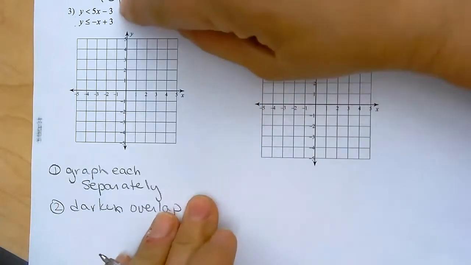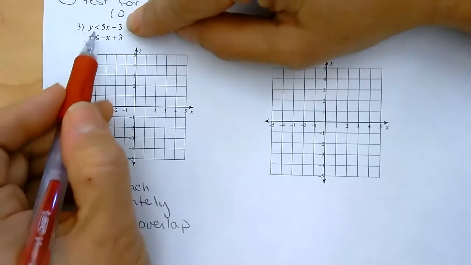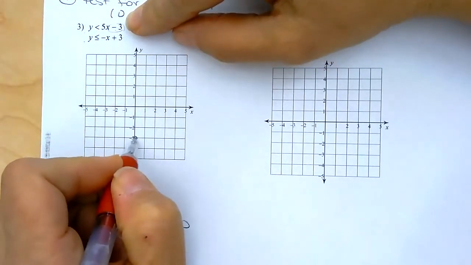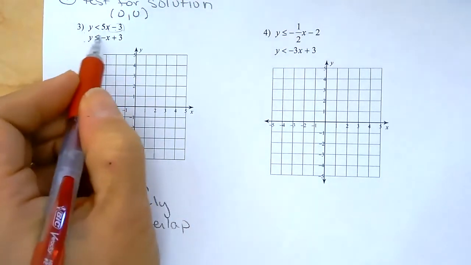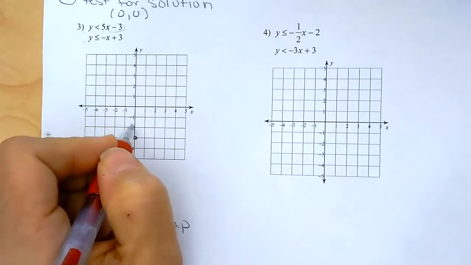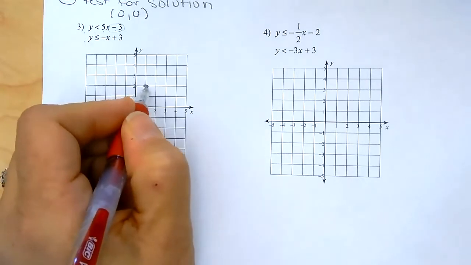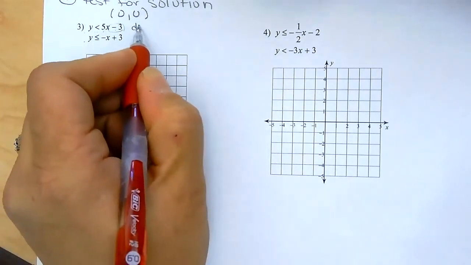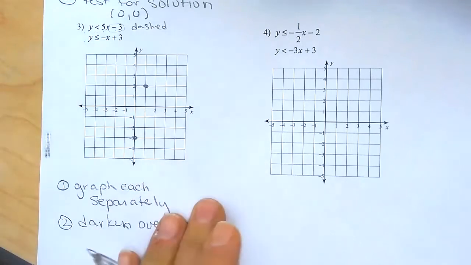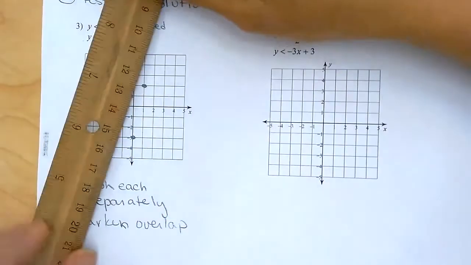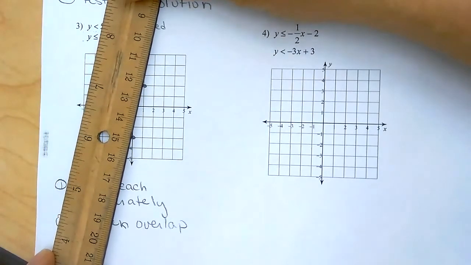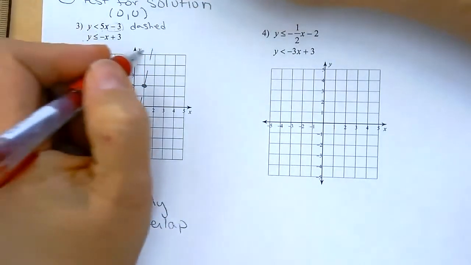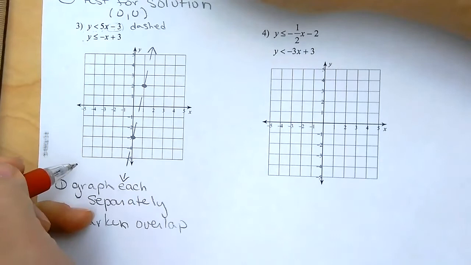All right, so my first equation right here is y equals 5x minus 3. Minus 3 is my y-intercept. My slope is 5 over 1. So I'm going to go up 5 over 1. This one is going to be dashed because it's open. I'm going to take my ruler and I'm going to make it dashed. And make sure you make it dashed so that it's obvious that it's dashed.